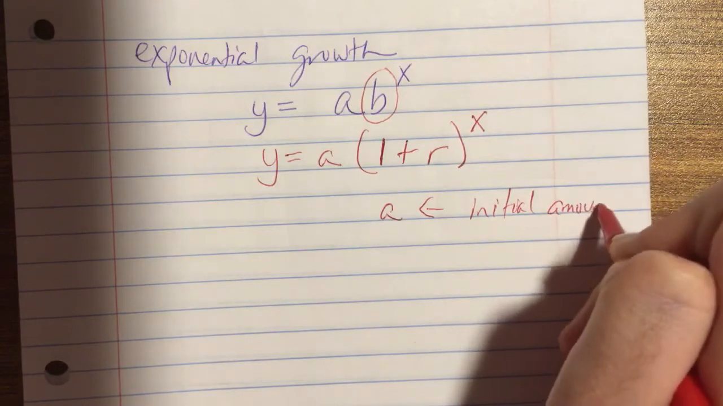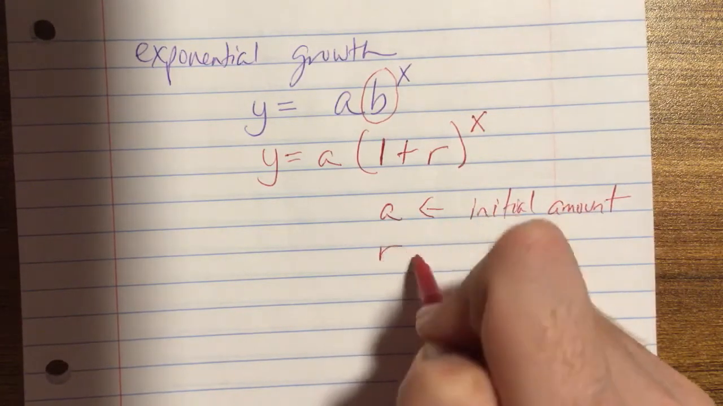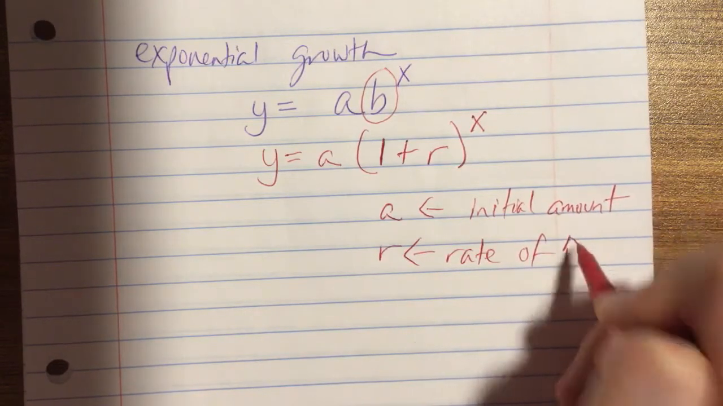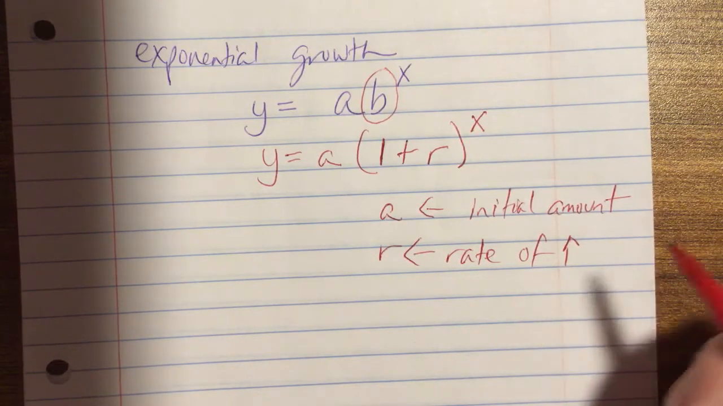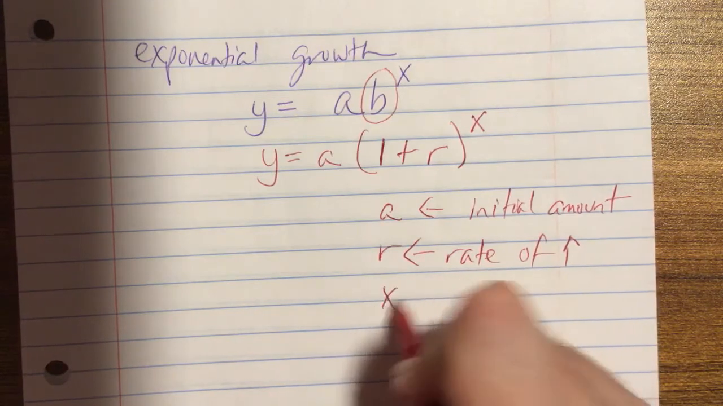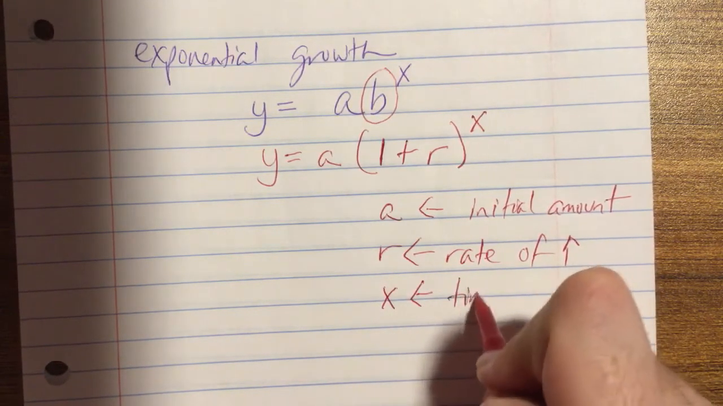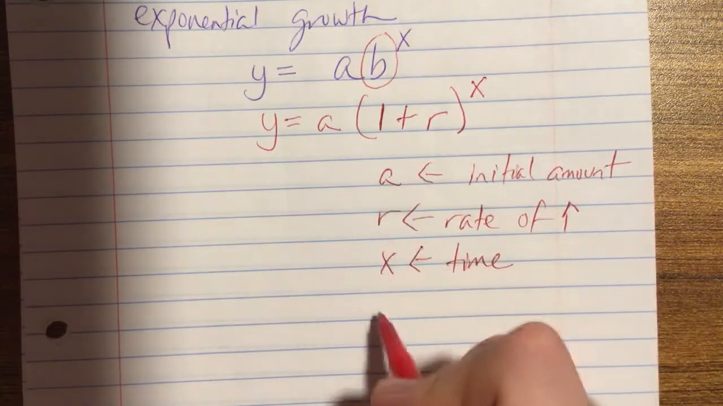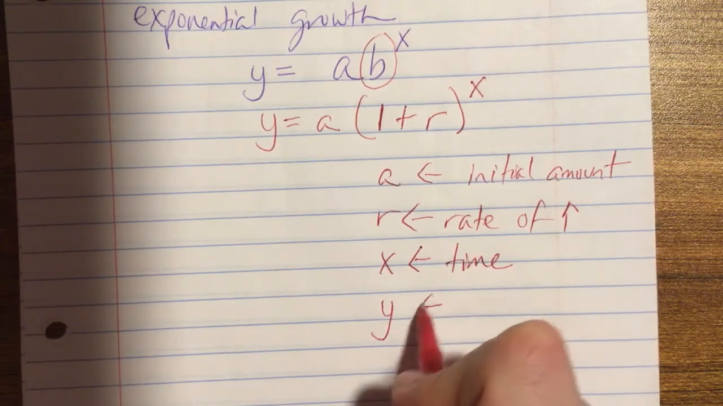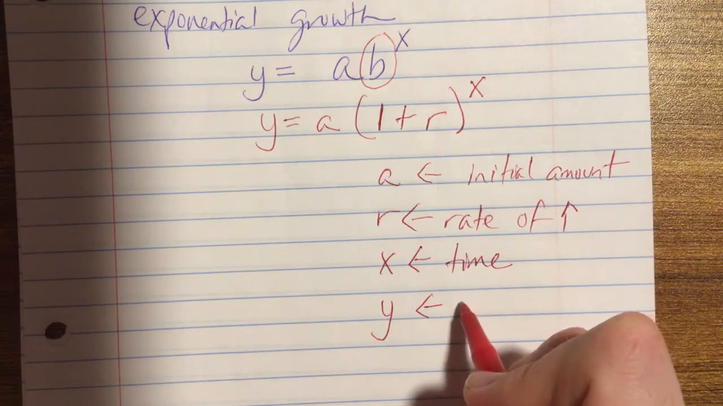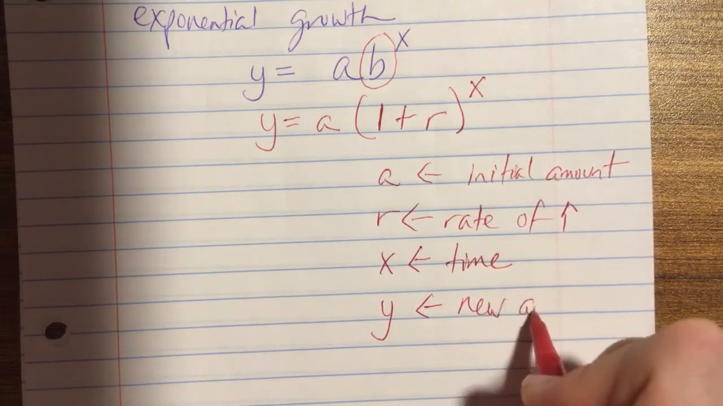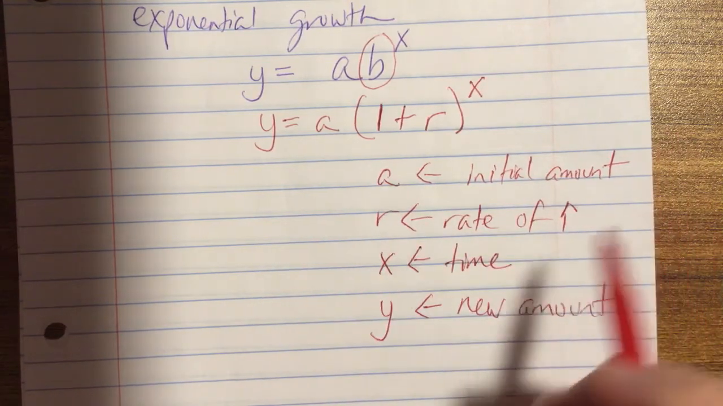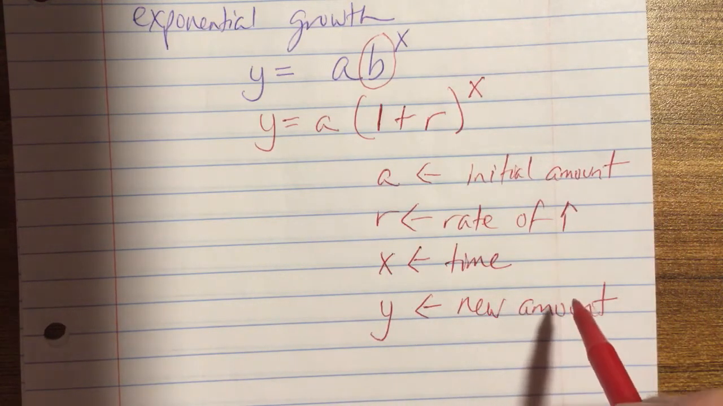So it's important to realize how a represents your initial amount that you start with. The r would be the rate of increase, the rate at which something is growing, and then you have x, which would represent your time. And all that's going to lead you to the y value, which is your output. So this would be the new amount. You have a, which is your initial amount, and then after all the growth happens, you're going to have your y, which is your new amount.